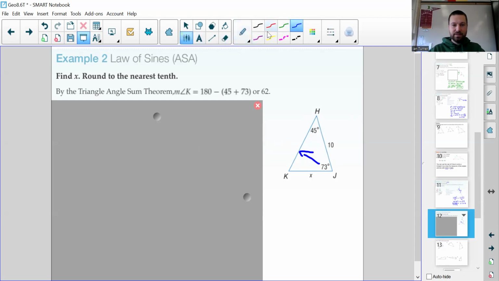We need to find, let's try a different color. Ugh, what gross color is that? Maroon? What are they doing to us? Okay, we need to find K.